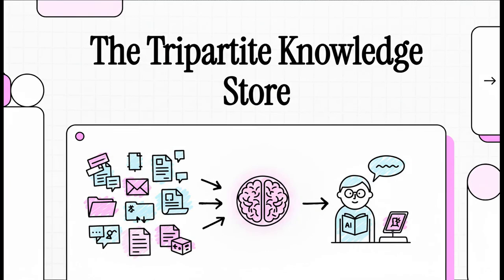What if you could take all that digital chaos sitting on your computer and just transform it into a single intelligent brain? Well, today we're going to look at a tool that does exactly that. It creates your own personal AI librarian that organizes all your scattered files into one single queryable knowledge base.